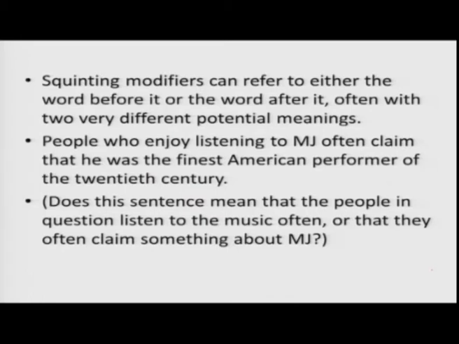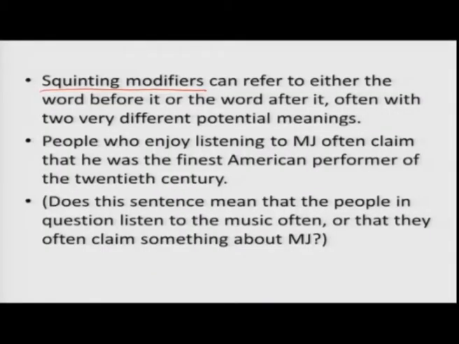The next issue is squinting modifiers. Squinting modifiers means you have a modifier there, but it leads to an ambiguous interpretation because it can modify more than one element in the sentence. It can refer to either the word before it or the one which comes after it, thereby leading to at least two very different meanings. Look at this example. People who enjoy listening to MJ often claim that he was the finest American performer of the 20th century. Here, the modifier is often, but the problem here is this modifies two things. Listening to MJ, this is one part, and claiming, second part.